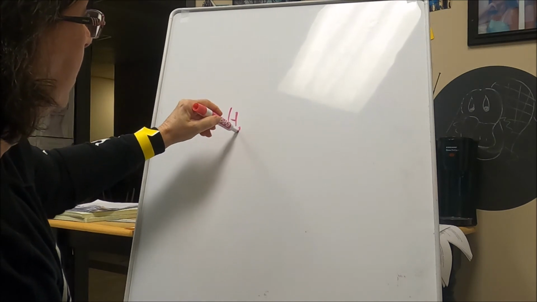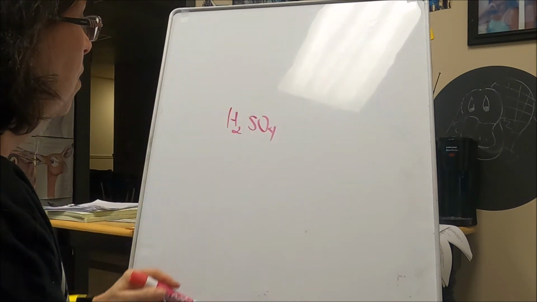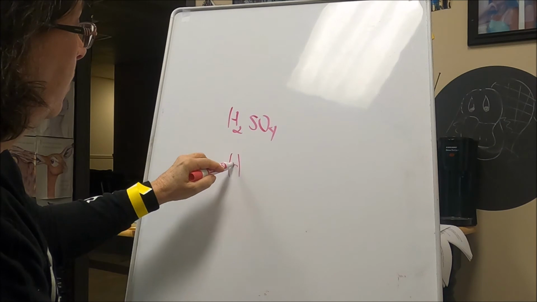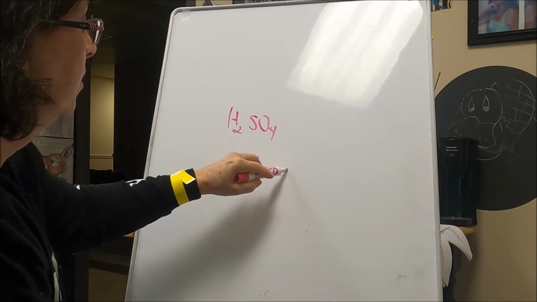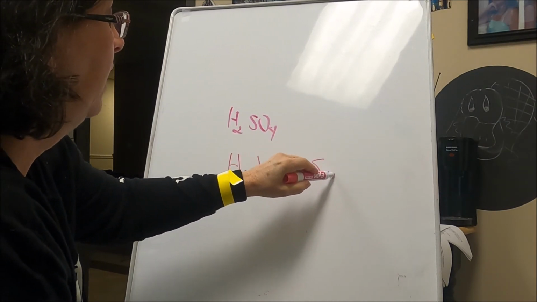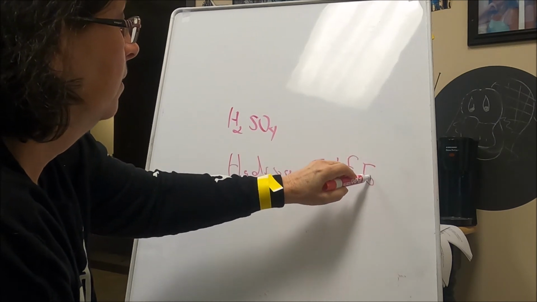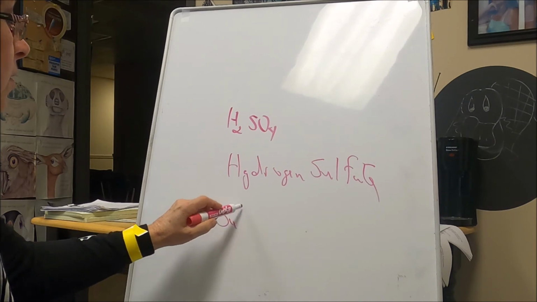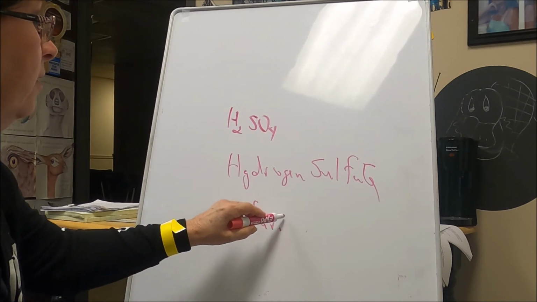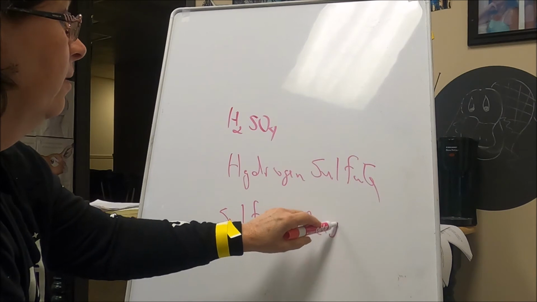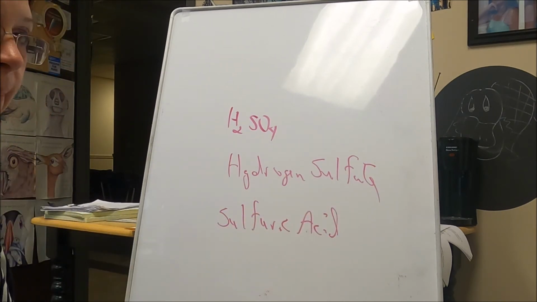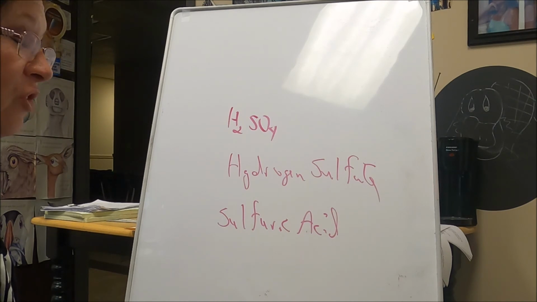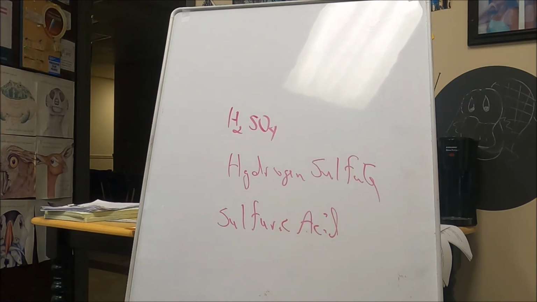If I have H2SO4, pure, it would be hydrogen sulfate. Dissolved in water, it would be sulfuric acid. Okay? So, just like the other naming, it's just going to take practice. Keep practicing.